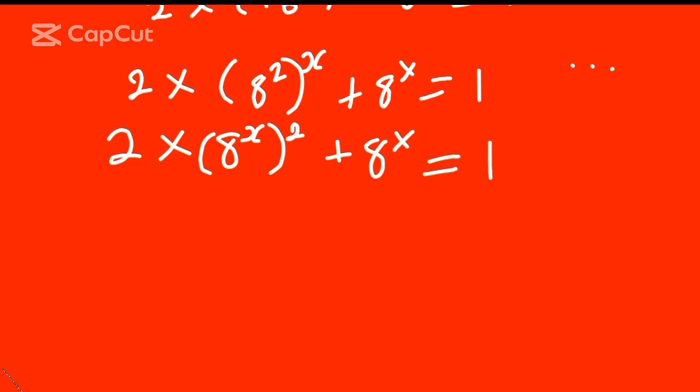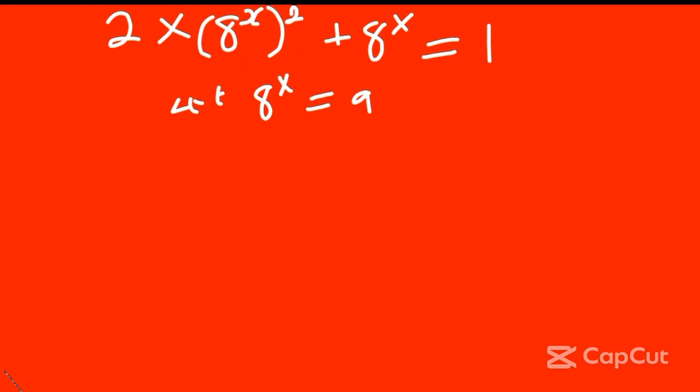So the next thing we are going to do is to substitute. Let our 8 raised to the power of x be equal to a. So when we do that, we will be left with 2 multiplied by a, all raised to the power of 2, plus a is equal to 1.